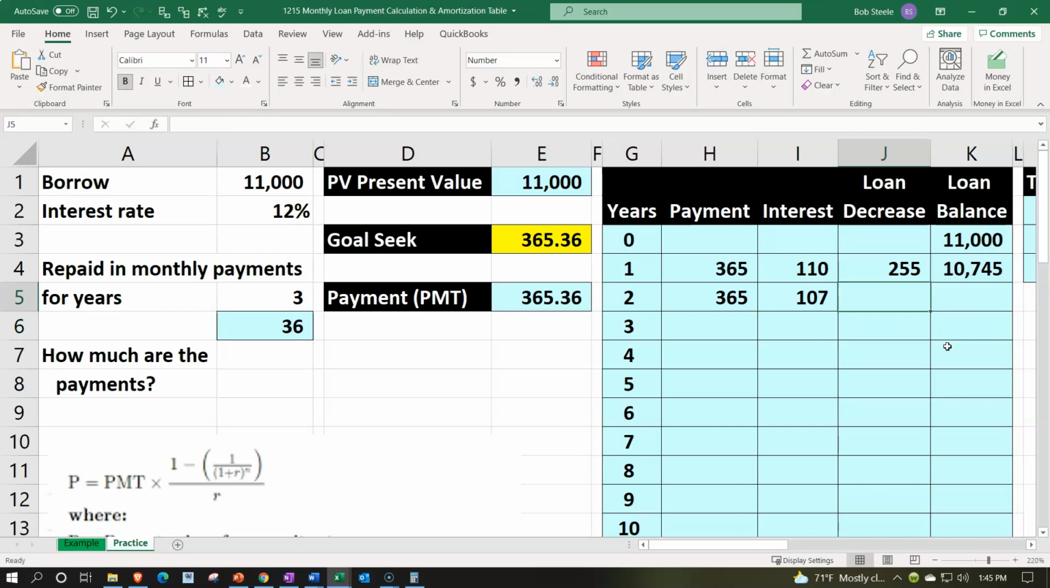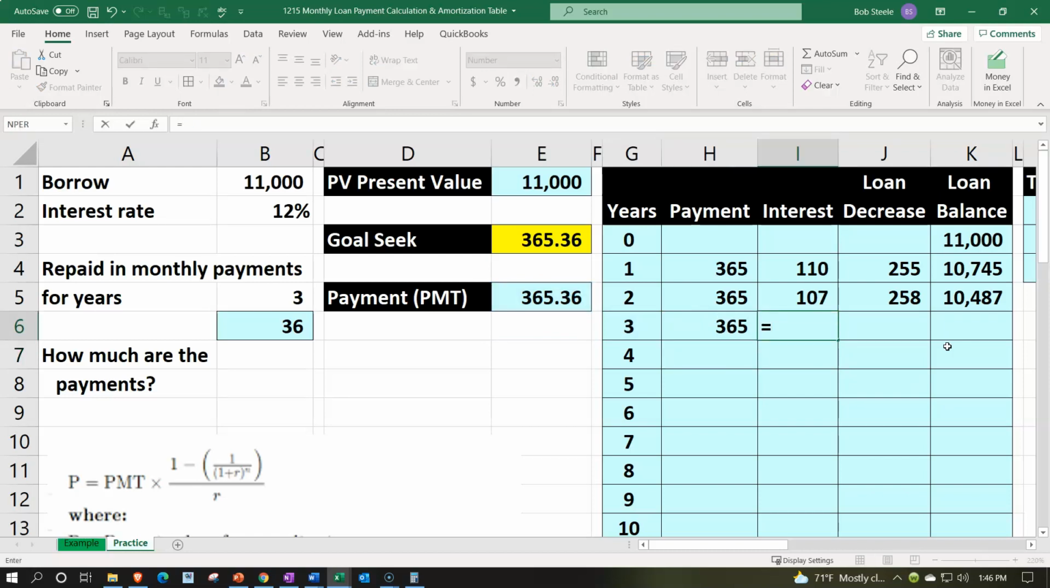That's going to be the 107, it being less than the prior balance. We're going to take the same payment of the 365 minus the decreased interest amount. That gives us an increased loan decrease, which is going to be equal to the prior loan balance minus the decrease in the loan. We're now at the 10,487. Let's do it again. We're going to pay the same amount, which is the 365.36.